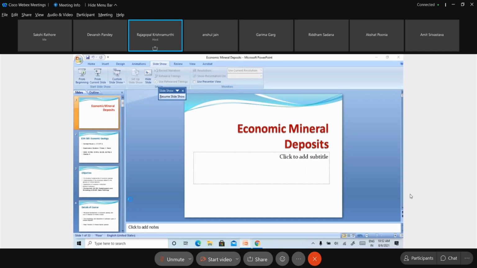Of course, the minerals can occur separately also, like for example quartz veins, calcite veins. You can have them separate.